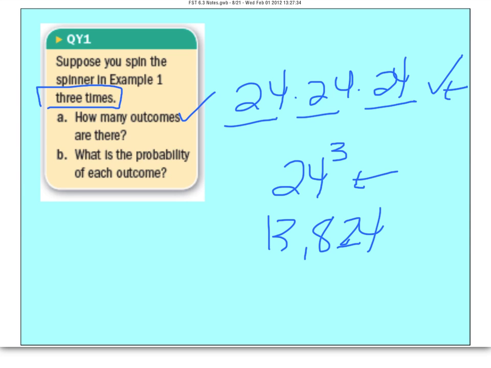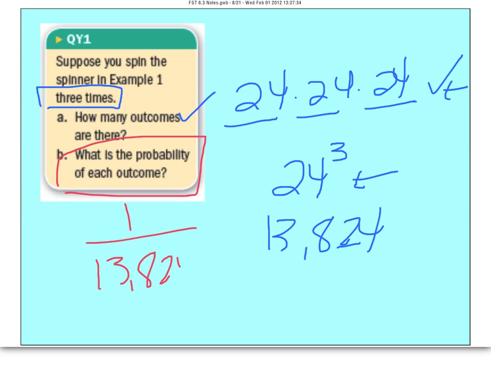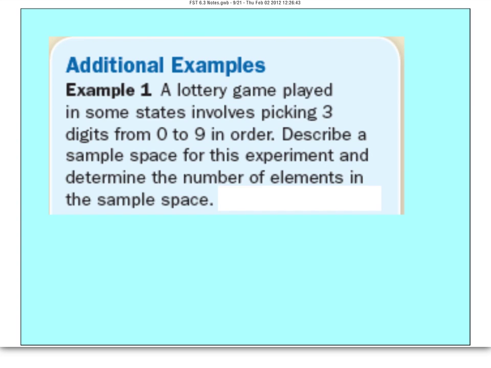13,824. Now, what is the probability of each individual outcome? There's only one unique outcome for every scenario, so the probability is 1 out of 13,824.